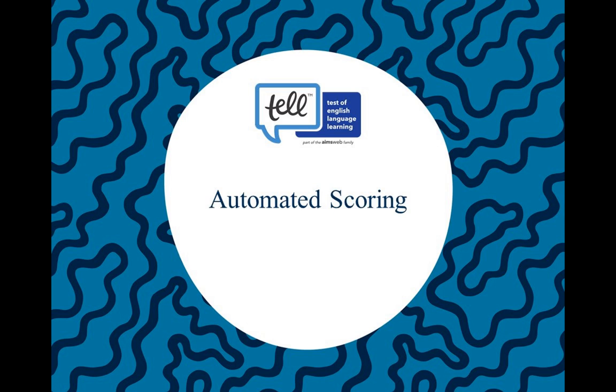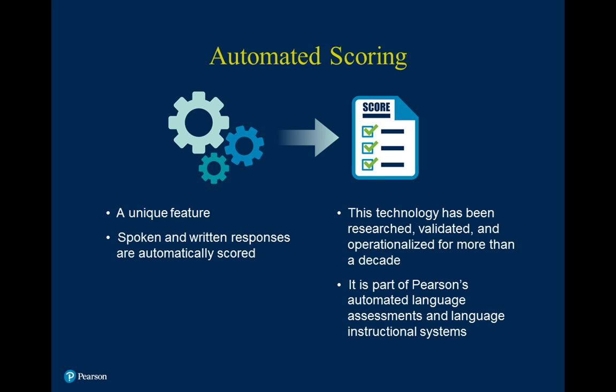Okay, so that was the demo. So next in our line of what we're doing, we're going into automated scoring. And so we're going to talk a little bit about the automated scoring. This is really a unique feature within TEL. It is for both spoken and written responses. So both spoken and written responses are automatically scored.